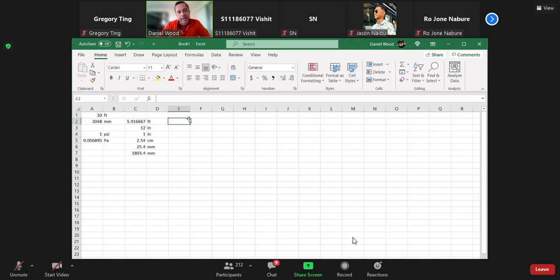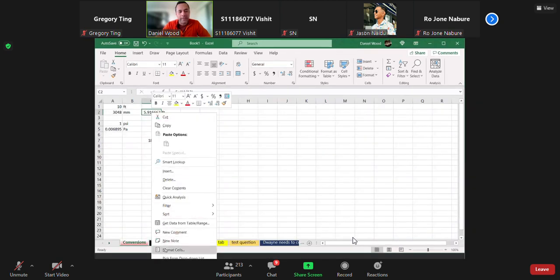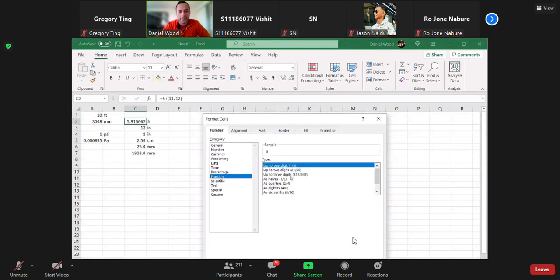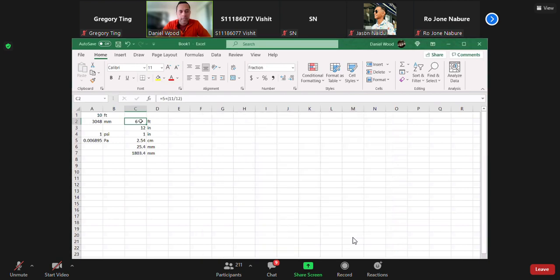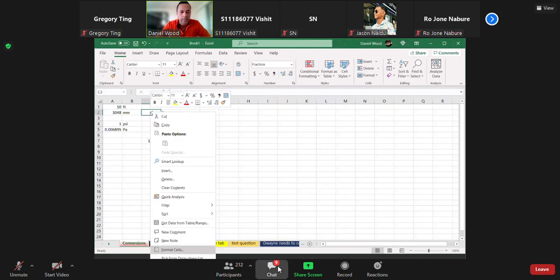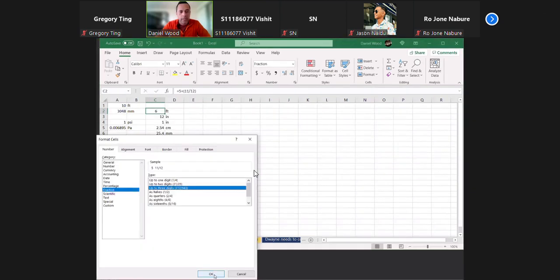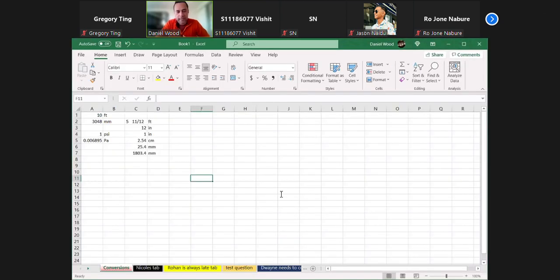Interestingly enough, there's other things you can do, and I'm probably going down a rabbit hole, but you can right click on this and come down to format cells. In the format cells, you can actually format it as a fraction. Actually, I need to right click, format cells, and then I can display it as a fraction.